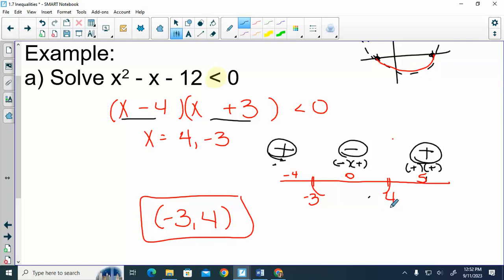Which ones did we want? Still the negative, so we get the same thing. So one way is relying on looking at a graph. The other way is just plugging in some test points.